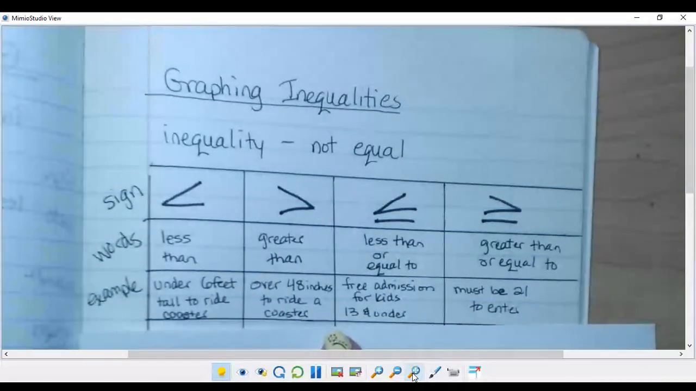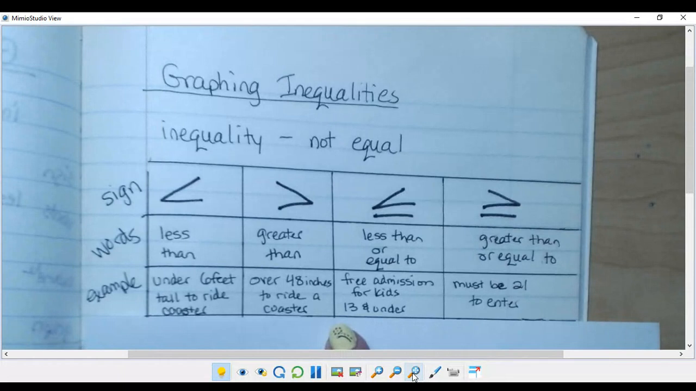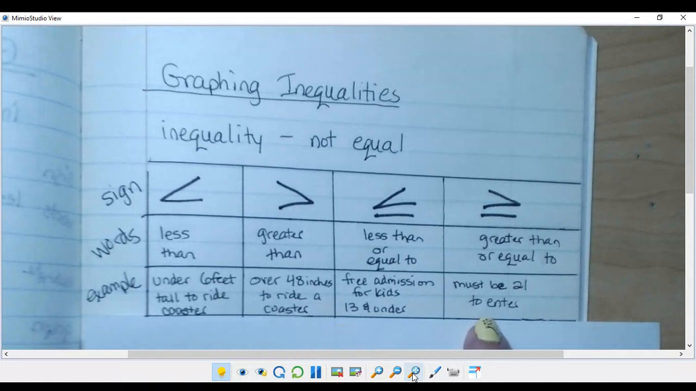Now, we're going to graph these. The whole point of this is to create a picture of all the possibilities. All right, if I say anyone over 21 can enter, let's make a list of all the ages. 21, 22, 23, 24, 25, until your grandma gets to come with you. You're going to be here a long time if you have to make that whole list. So by graphing it, you can very quickly and very easily show all the possibilities.